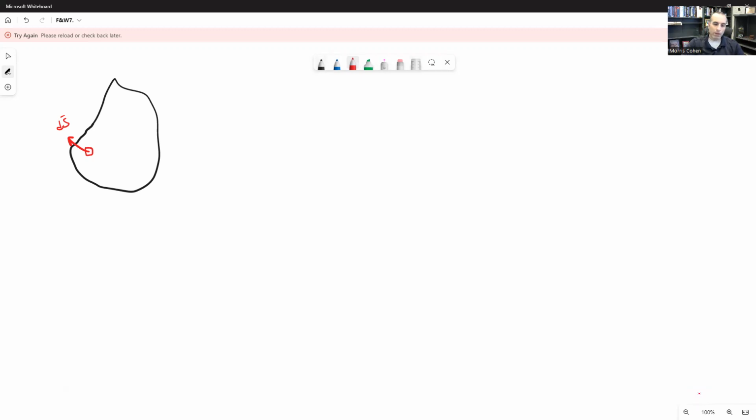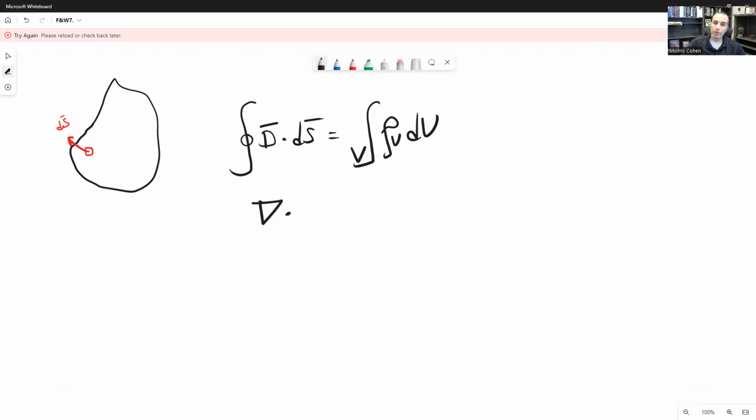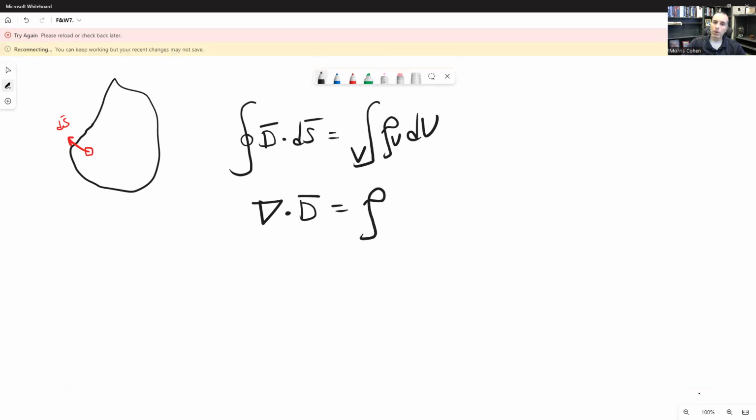If we write it down in that form, then the integral around the entire surface of the electric flux density dotted with ds equals the total charge that's within that volume, right? The integral of rho v over the entire volume. And then the differential form of Gauss's law that we want to get to is del dot D equals rho v.